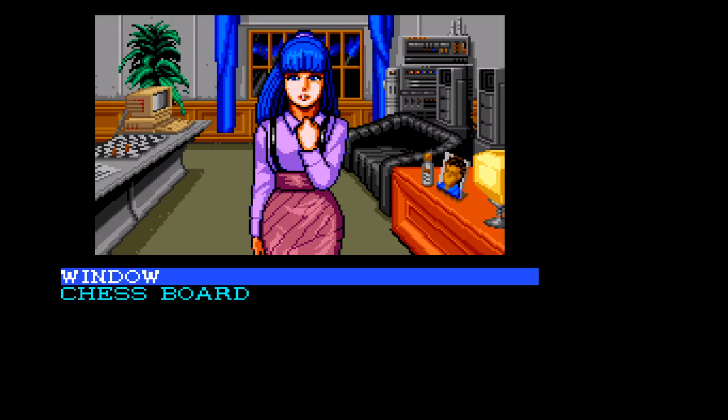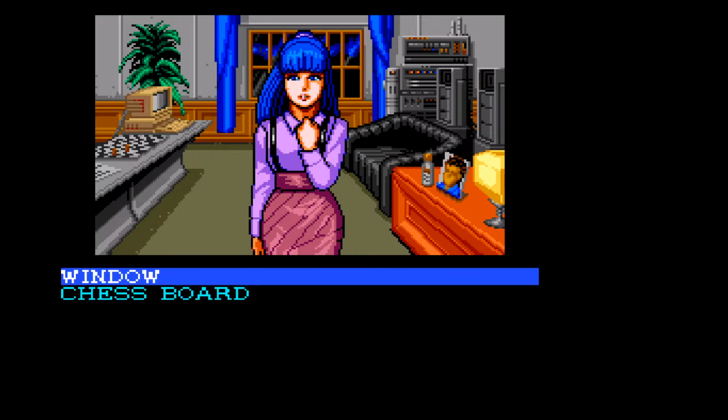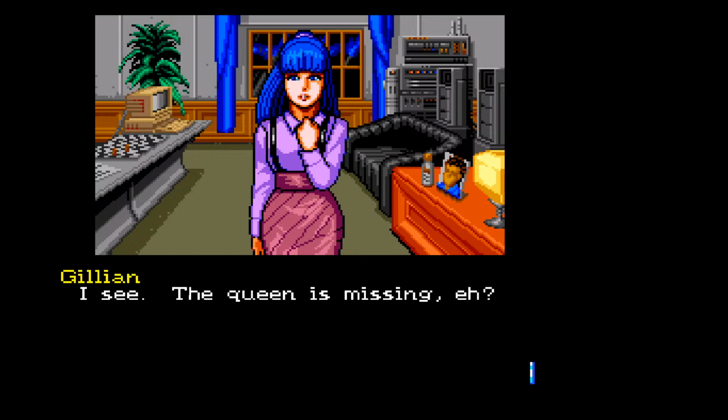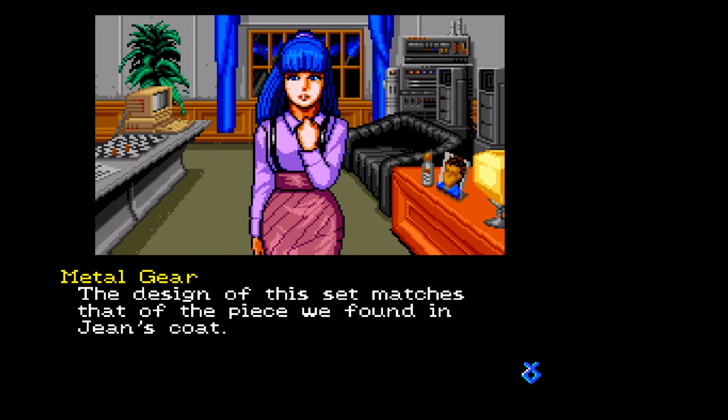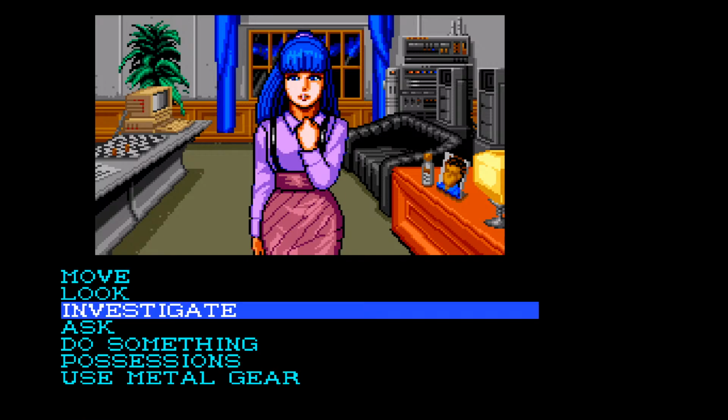Okay, so let's go ahead and investigate the window. It's a wooden window with an aluminum sash. The Black Queen is missing. I see. The Queen is missing, eh? The design of this set matches that of the piece we found in Jean's coat. The piece I've got definitely goes to this set.